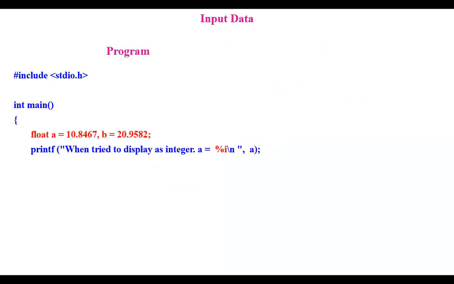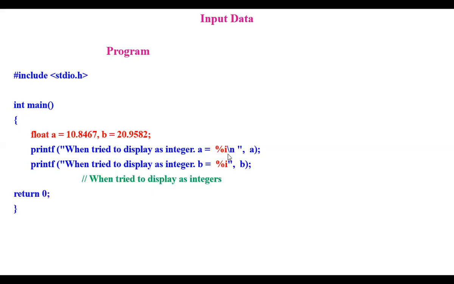So suppose I have declared them as floats. These are float values with decimal places, and I declared them as float. But here I'm going to do some mischief again. I'm going to display them as integers. I want to display a as well as b as integers, that's why I have taken %d. Let us see what happens.